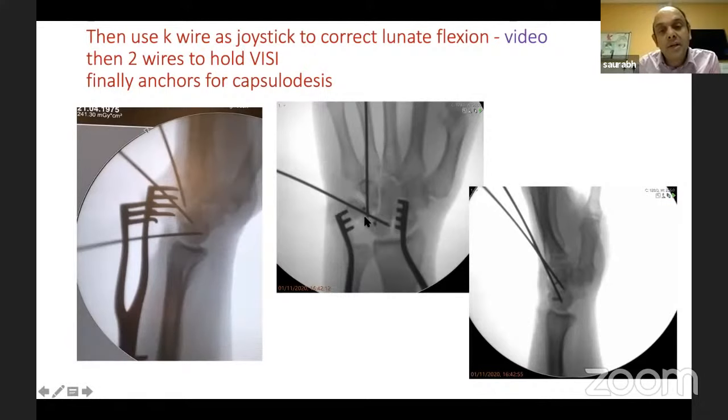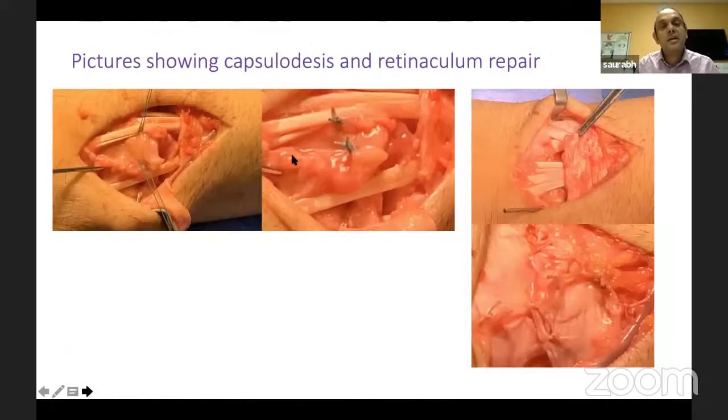So once I've corrected orientation, wire from triquetrum to lunate, from hamate to triquetrum, check your AP and laterals. You can see the lunate is pointing in the right direction. My scapholunate angle is restored. Then two anchors, stitches come out of the capsule for your capsulodesis, which is your washing line technique. So same patient, I brought my stitches out. That's my capsular flap. As I put the knots, the capsule will slap down onto the carpus to allow those septa to heal up. Finally, that's the retinaculum strip I took off, and you repair your retinaculum.